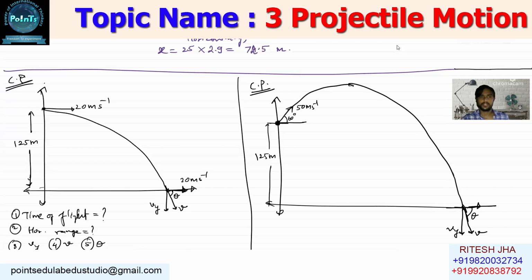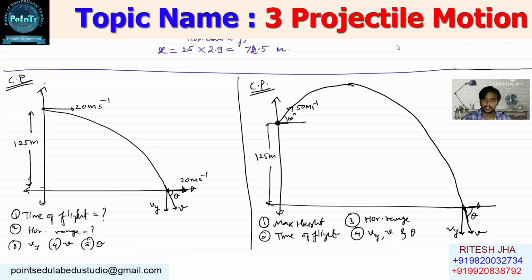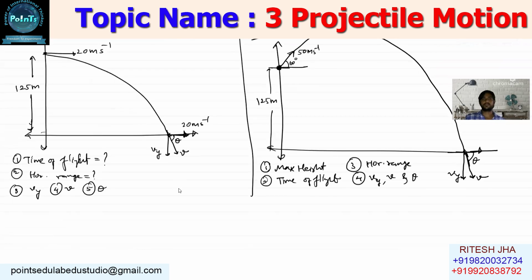Now for this also, what you have to do is calculate the maximum height. Second thing, the time of flight. Third thing, the horizontal range. Fourth thing, Vy, V and theta. All these. You got it, right? So I'll do one of them. I'm doing this first one.